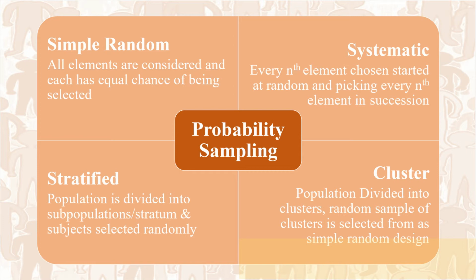Stratified sampling, where the population is divided into subpopulations or strata, and subjects are selected randomly. Cluster sampling, where our population is divided into clusters, and random samples of clusters are selected in the form of simple random design.